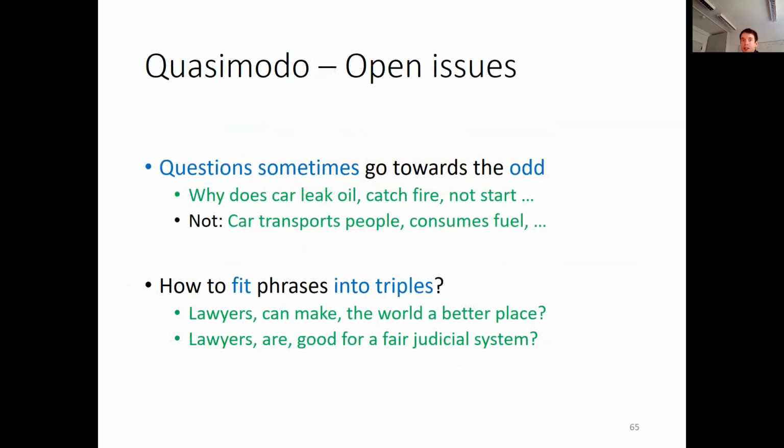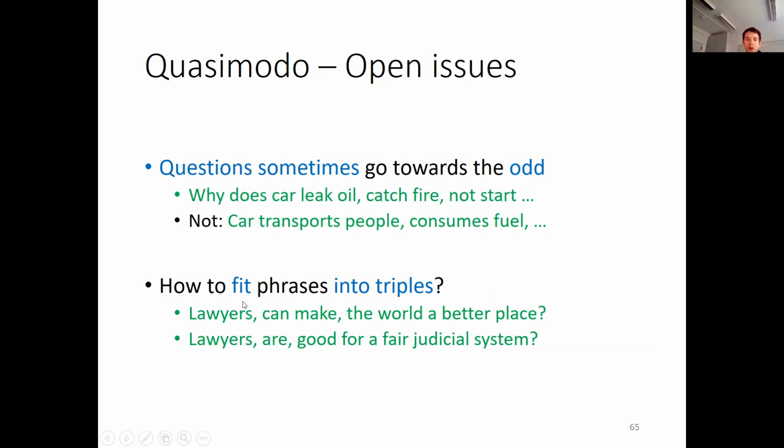Quasimodo still has various issues. So one issue is that questions sometimes go towards the odd. So you ask a question when you have a problem, especially for everyday appliances. So for a car, you ask, why does a car leak oil, catch fire, not start? You wouldn't ask, why do cars transport people or consume fuel? So the very obvious statements are not always found by this extraction scheme.